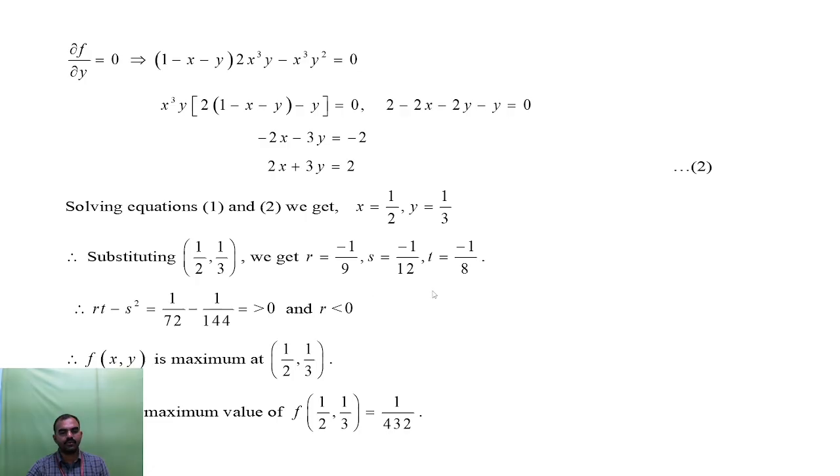So multiplication of r and t, so that minus and minus plus, 1/9 into 1/8, 1/72. Then minus s², square of this one, minus 1/12 the whole square, 1/144. We take the LCM, then subtract this one, what we get? That value is greater than 0. And what is r value? Minus 1/9, which is less than 0. Okay, so therefore, f(x) is maximum at (1/2, 1/3).